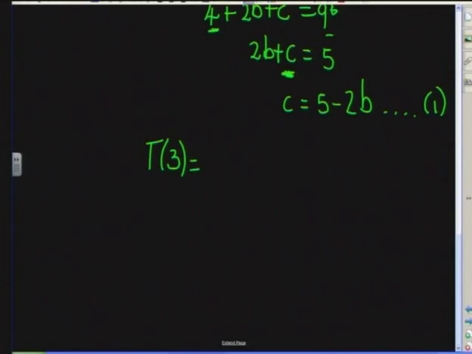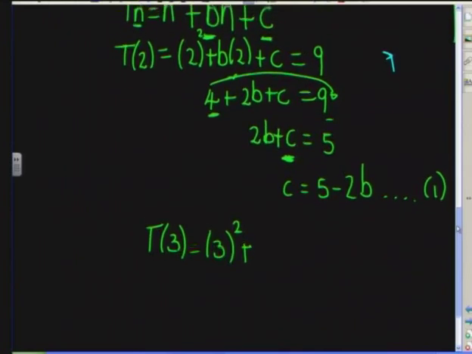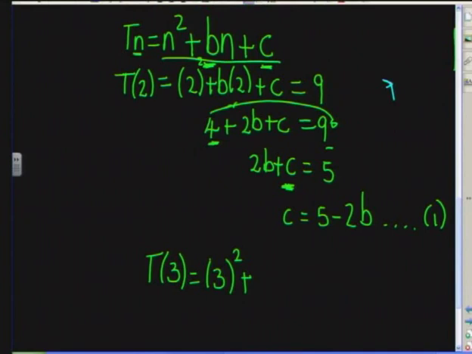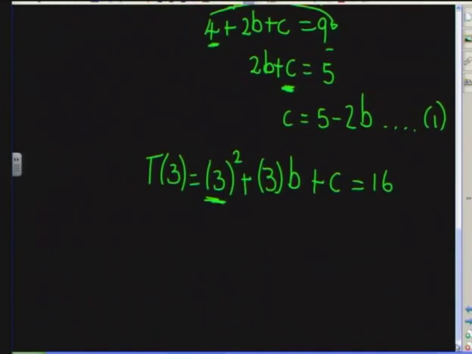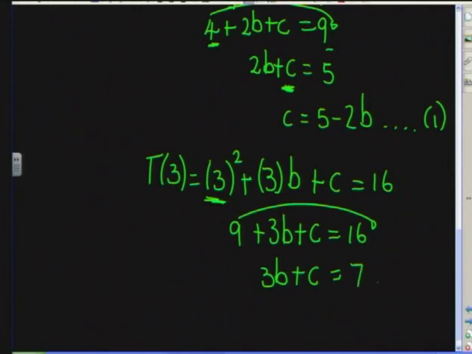All right, so term 3, we're going to do the same thing. We know that term 3 has a value of 16. So in place of n, I'm going to put 3 in this case. So it's going to be 3 squared plus, and remember guys, just in case it's cut off and you can't see, the formula we're using is this one. So we're going to have term 3 is equal to 3 squared plus 3 times b plus c, and that's equal to 16. From this I'm going to get another equation, 9 plus 3b plus c is equal to 16. So 3b plus c is equal to 16 minus 9, which is 7. We call that equation 2.